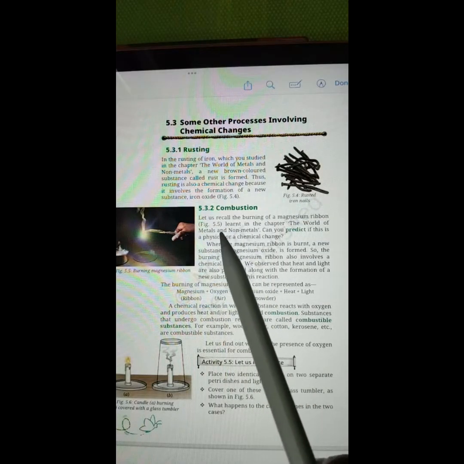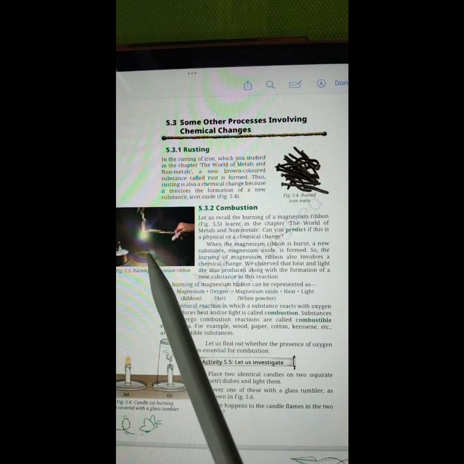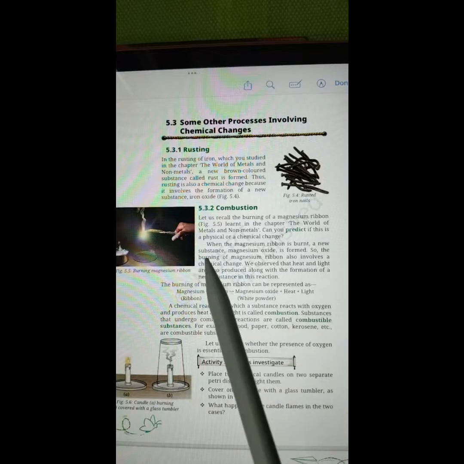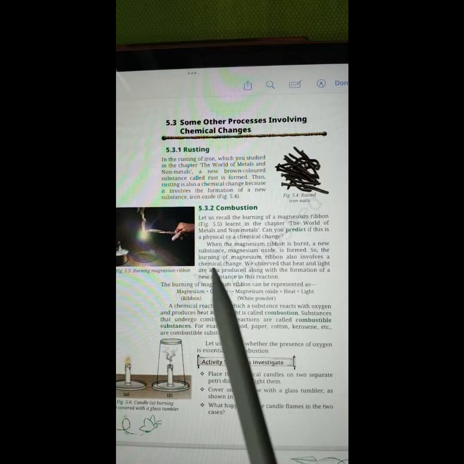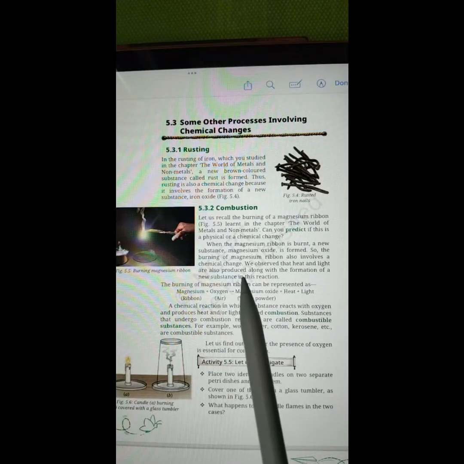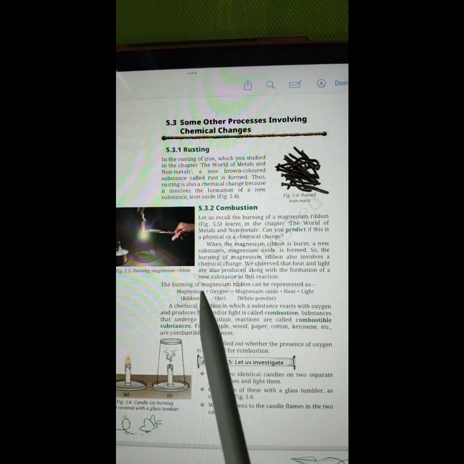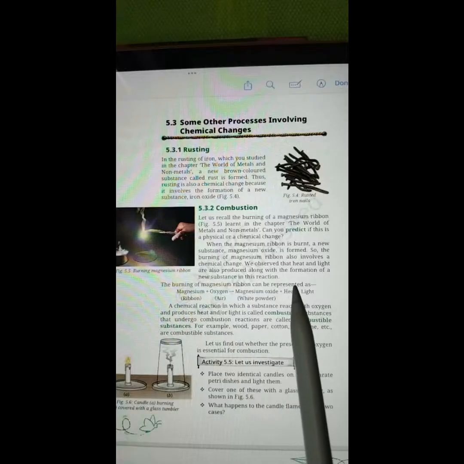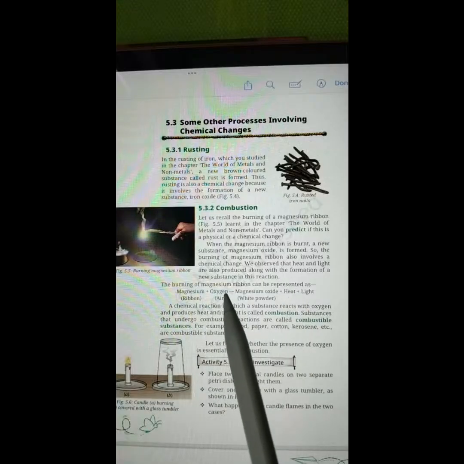5.3.2 Combustion. Let us recall the burning of a magnesium ribbon. So when magnesium ribbon burns, it produces a dazzling white light. Learned in the chapter The World of Metals and Non-Metals, can you predict if this is a physical or a chemical change? When the magnesium ribbon is burnt, a new substance called magnesium oxide is formed. So the burning of magnesium ribbon also involves a chemical change. We observe that heat and light are also produced along with the formation of the new substance in this reaction.